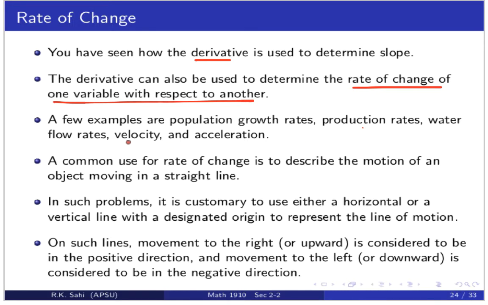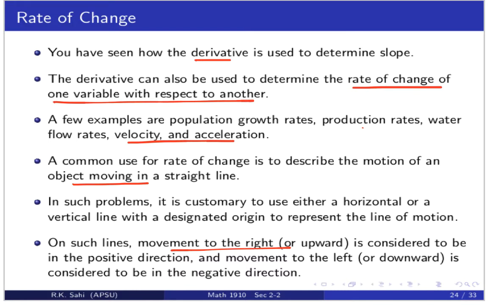Now, velocity and acceleration are used in the sense of describing a motion of an object, which is, say, moving in a straight line. And when we do these problems, we normally have a little convention that we either use a horizontal or a vertical line to represent the line of motion. Another convention is that if we move to the right or upwards, it's positive direction, or if we move to the left or downward, it is considered a negative direction.